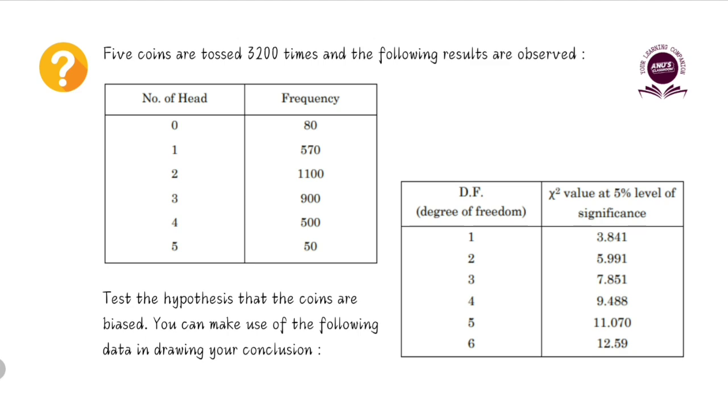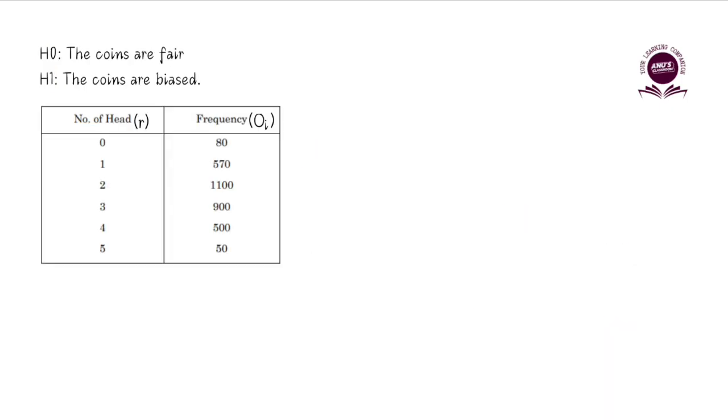Okay, anyway, I'll explain it once again when we come to that in the solution part. So now let us go step by step. The first step is to formulate the null and alternate hypothesis.